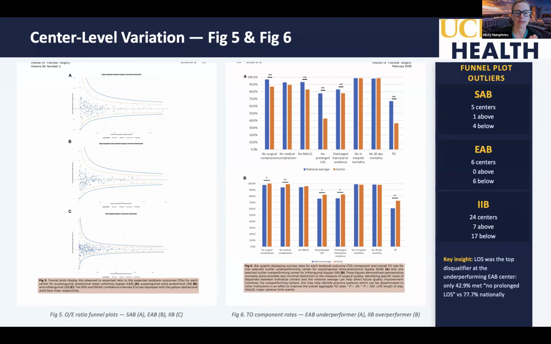And if you are a center that has perhaps worse outcomes, if you look at the extra anatomic bypass group, which is the top graph, there was a 34% rate of textbook outcomes versus the national average of 67%, or 66.9%.